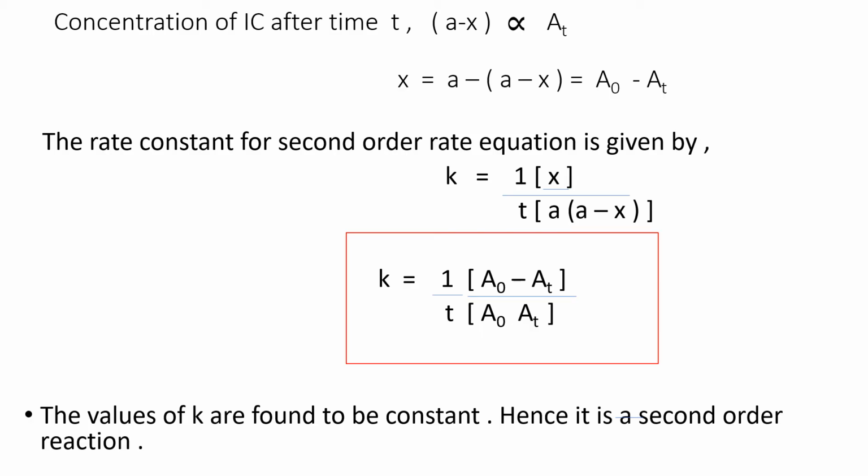The concentration of IC after time t is a minus x, that is proportional to AT. So why have I written it as a minus x? a represents the initial concentration of the reactant before the reaction starts.